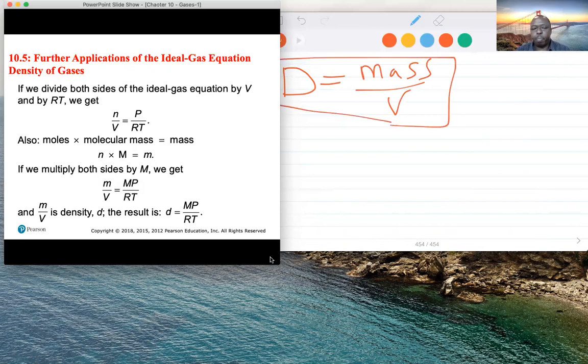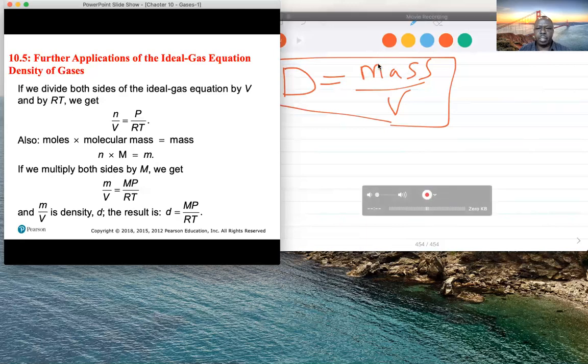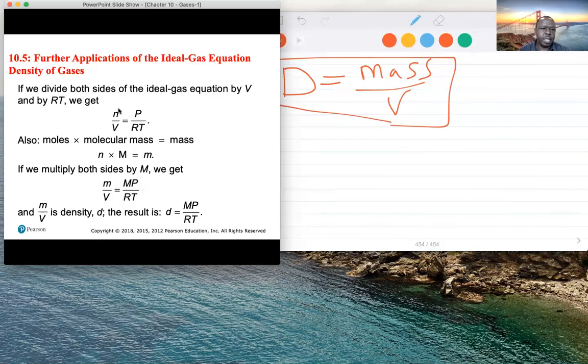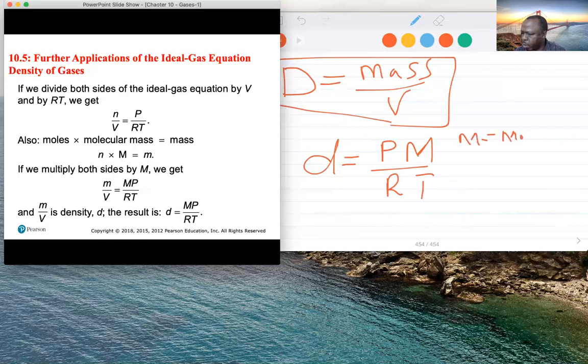And I know you know this, but we can use the ideal gas equation to determine the density of a gas. You see here mass, we can relate mass to the number of moles. That is where the n comes in: you can change the mass to number of moles over volume, and that gives you the density. So we can find the density of a gas using this equation. Rearranging the ideal gas equation, density equals PM over RT, where M is molar mass.